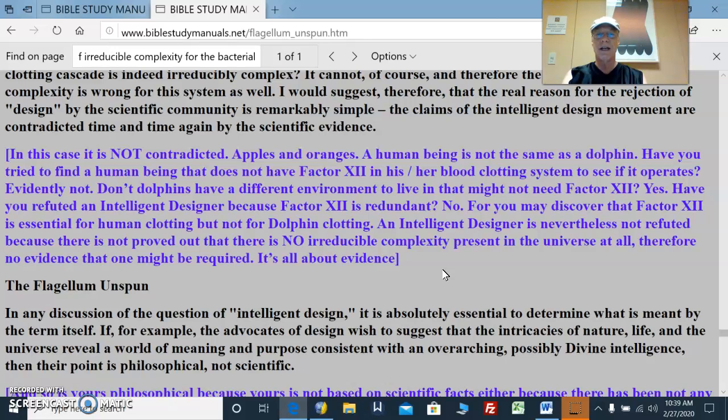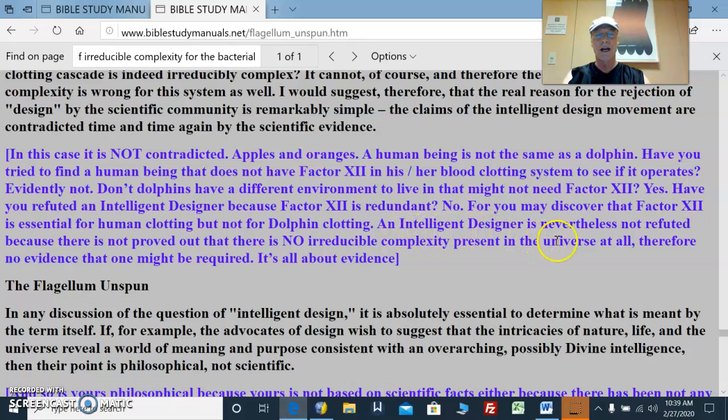A human being is not the same as a dolphin. I wonder if he actually made that point. No, he didn't bother. Have you tried to find a human being that does not have factor 12 in his blood clotting system to see if it operates? No, evidently not. Don't dolphins have a different environment to live in that might not need factor 12? Yes. Have you refuted intelligent design because factor 12 is redundant? No, for you may discover that factor 12 is essential for human clotting, but not for dolphin clotting.